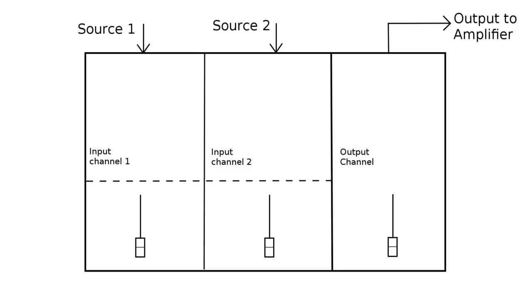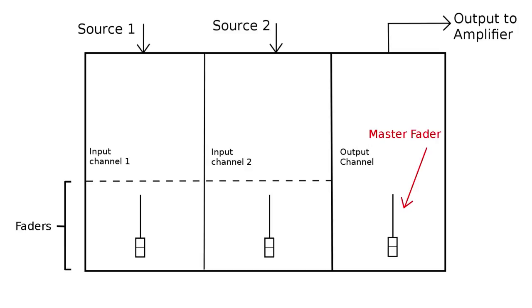So, here is our simple two-channel mixer. Each input channel has its own fader, which controls how much of the sound from that channel is sent to the output section of the mixer. The output section has its own master fader, which controls the overall level of the mixed signal being sent to the amplifier.